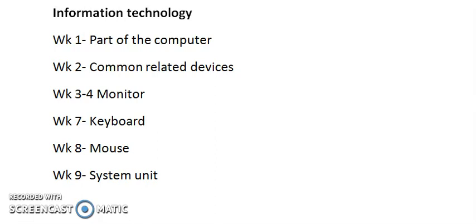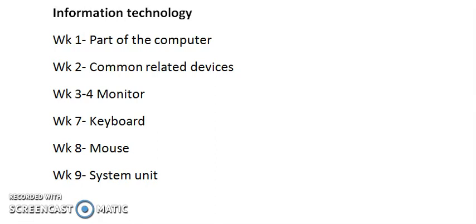So what are the parts of the computer? What are those parts that the computer uses to perform these functions? We looked at 5 parts of the computer. The first one is the monitor. The second one is the keyboard, the mouse, the system unit or the CPU, and the printer. These are the 5 parts of the computer that we looked at.